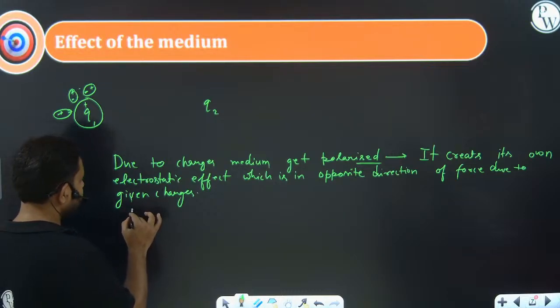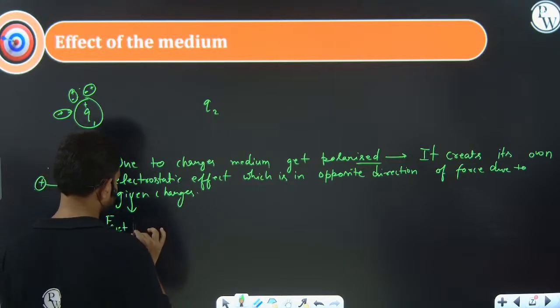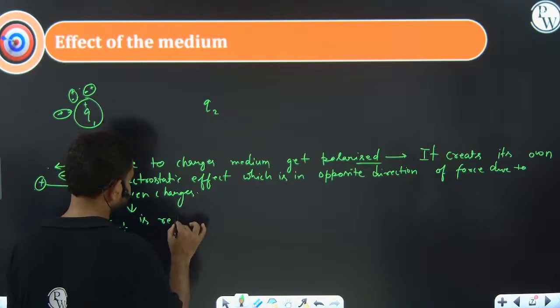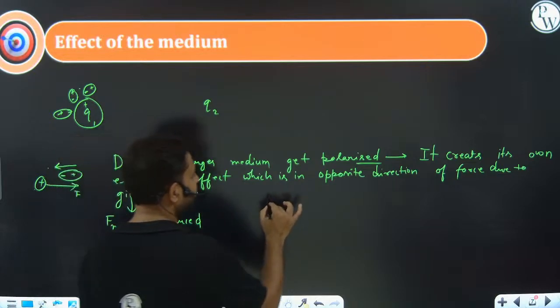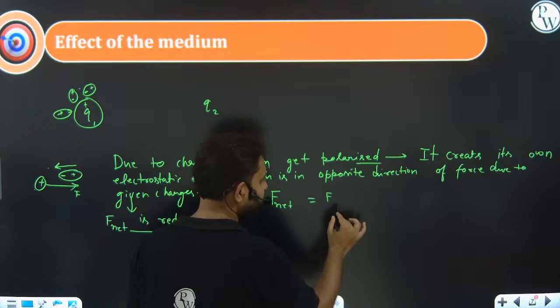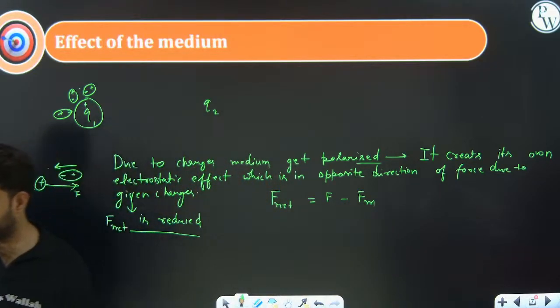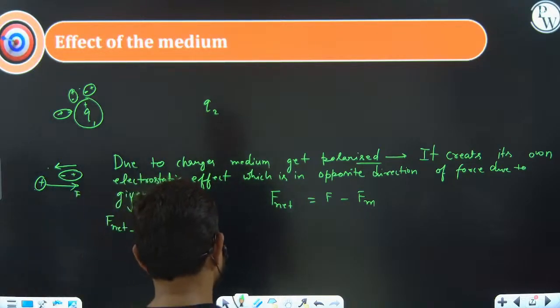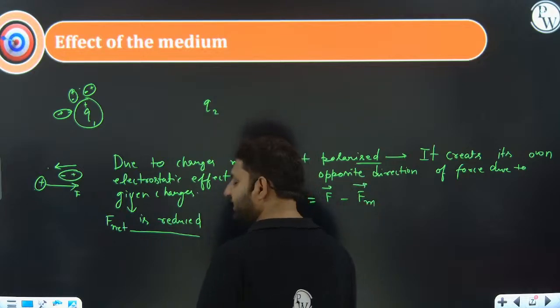What will this mean? The net force F net will be reduced. Basically F net is F due to charges minus F due to medium. Are you getting me? Is it clear? So F net, the vector sum we will use, F net is actually F minus F medium.